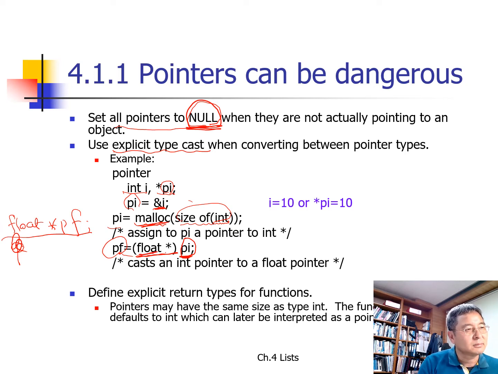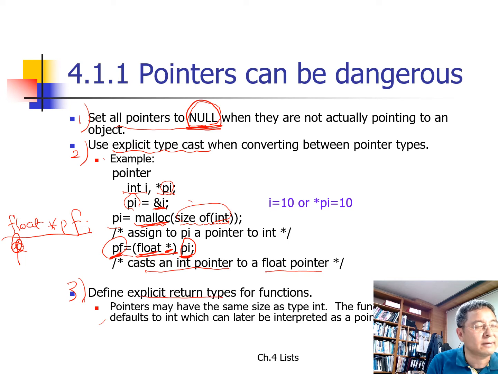Float pointer. This is declared as a float pointer variable. So we cast an int pointer to a float pointer. That is an explicit typecast. This is the first one, and this is the second one. The third one is to define explicit return types for all functions. Pointers may have the same size as the integer type, but a function's return type defaults to integer, which can later be interpreted as a pointer. So we must define function return values explicitly.